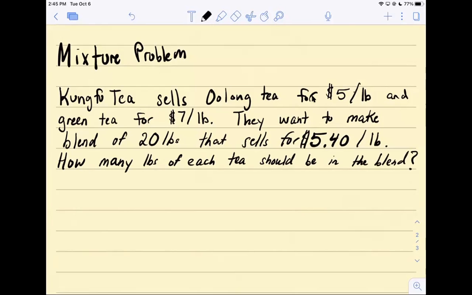Oh, taro, chai. Okay, those are good. Maybe for future examples, I will use those. I like that.